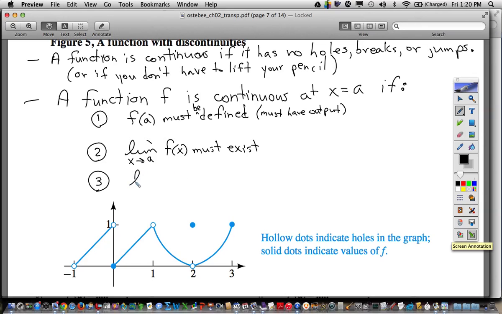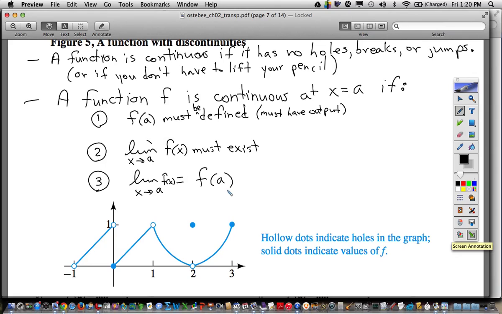Here's the last one. The limit of f of x as x approaches a must equal f of a. The limit has to equal the output. In other words, the cars have to meet where the diner is. So here the limit's down here at 0. The output's up here at 2. They're not equal, so therefore it's discontinuous. So, you have to have an output, have to have a limit, and those two have to be the same. If you have those 3 things, then you're going to have a nice smooth curve.